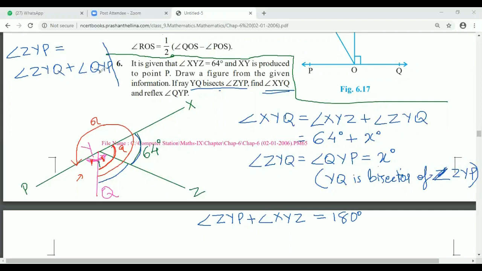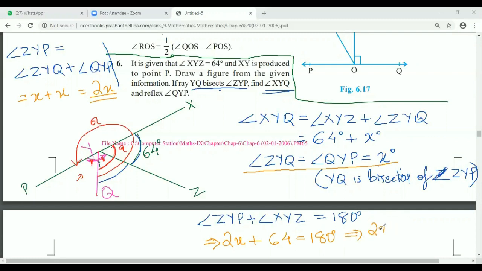ZYQ and QYP have the same measurement, x degrees. So you can write that as x plus x, which is 2x. ZYP is 2x degrees, and XYZ is 64 degrees. So 2x plus 64 is equal to 180 degrees. This implies 2x is 180 minus 64, which is 116. So x is 116 divided by 2, that is 58 degrees.